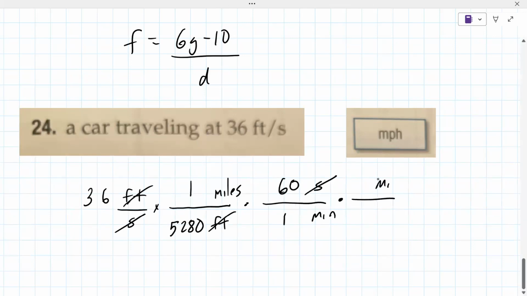And then minutes to hours. So there's 60 minutes in 1 hour. All right, so you have to be very careful how you enter this into the calculator. It's easy to enter this wrong. Thankfully, they let us use calculators now. Yes, good.